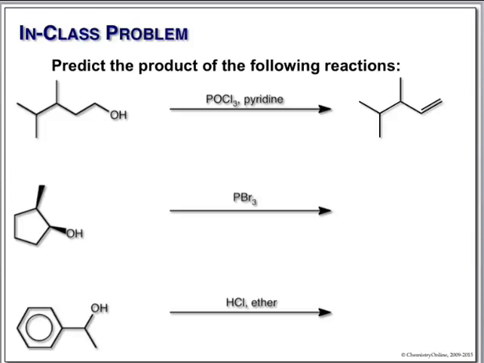PBr3, we're making an alkyl bromide again. We have shown stereochemistry, therefore we have to show the fact that we have inversion. Going to replace our hydroxyl group, and again we just have to show inversion. That should do it.